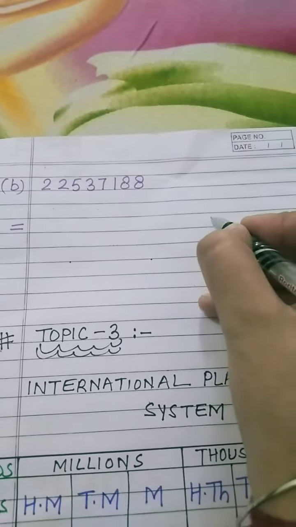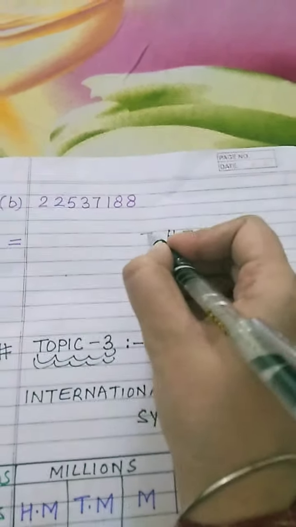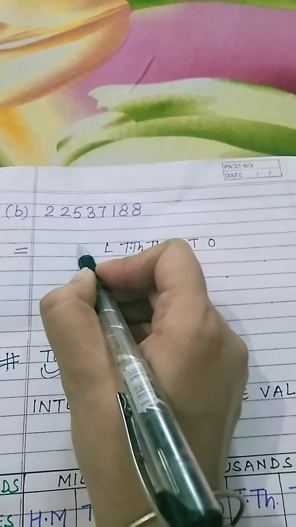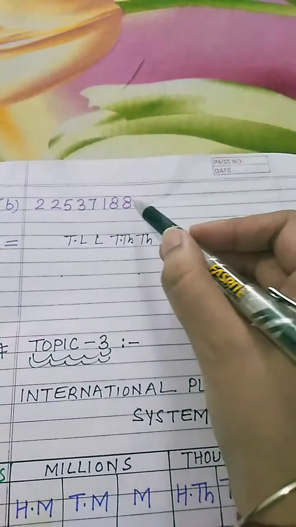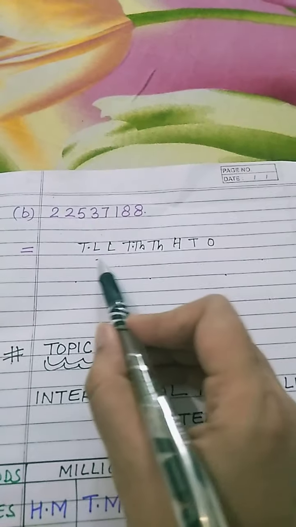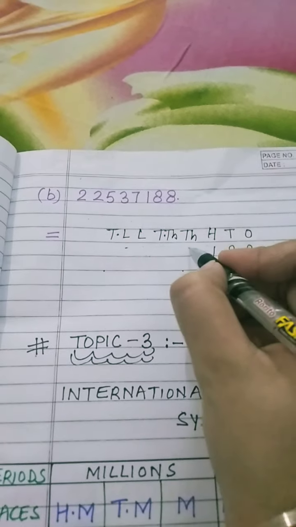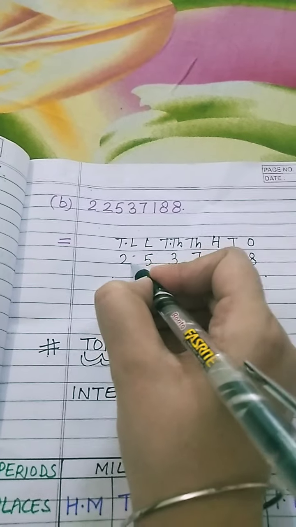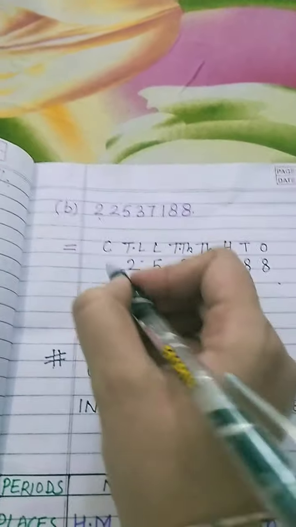Now moving on to the next question. First of all, we will write down the places, ones, tens, hundred, thousand, 10,000, lakh, 10 lakh. So we'll put each digit under each place. 8, 8, 1, 7, 3, 5, 2. Again one number is left, so after 10 lakh crore comes, so we'll write 2 here.